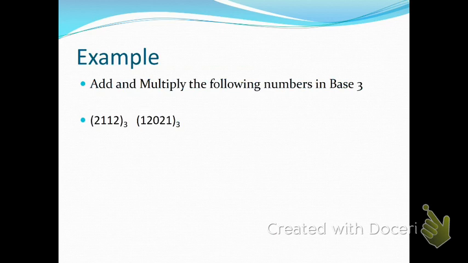Now we're going to look at this example here. We're going to add and multiply these 2 numbers in base 3. Okay? This is actually number 22. I think it might be B. Okay? Check it out and then you can do some of the other examples.